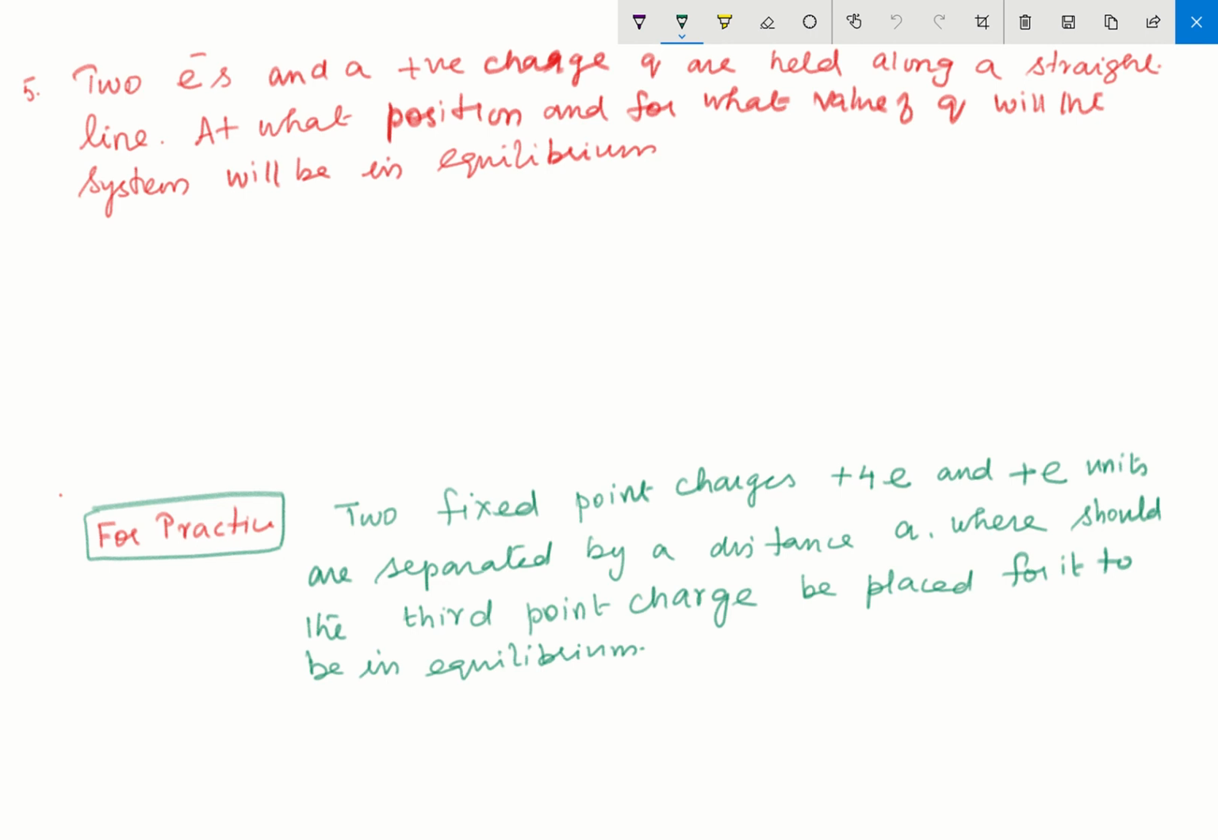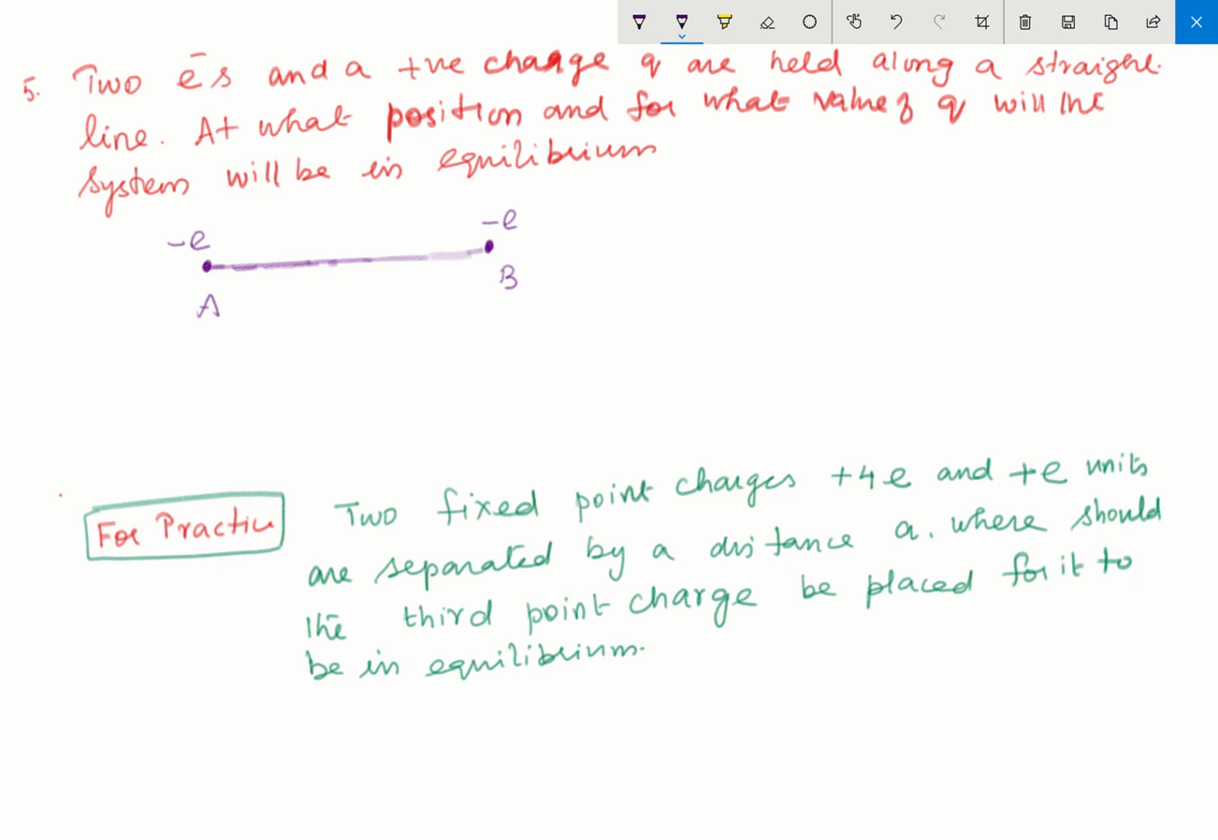Two electrons and a positive charge are kept along a straight line. Therefore, two electrons. Okay, two electrons here. This is E, this is minus E. That is two electrons, A and B. So at these positions, A and B, two electrons are kept, and this is the line joining them.